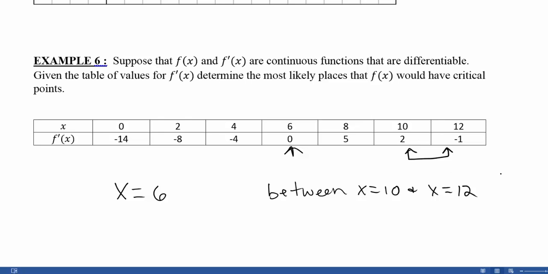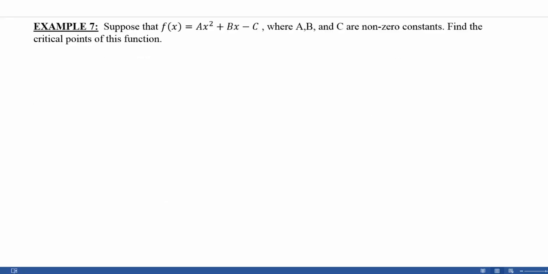Let's look at another example. Example 7. Suppose that f of x equals ax squared plus bx minus c, where a, b, and c are non-zero constants. Find the critical points of this function. So again, my independent variable here is x. Everything else is a number.